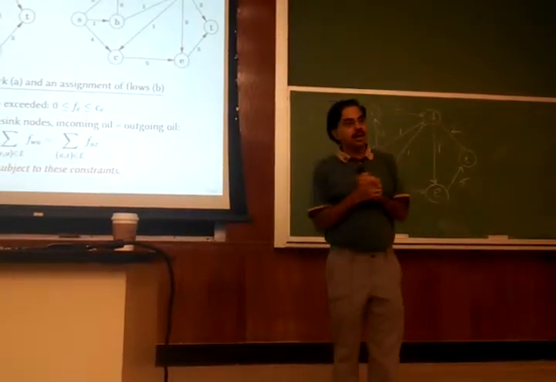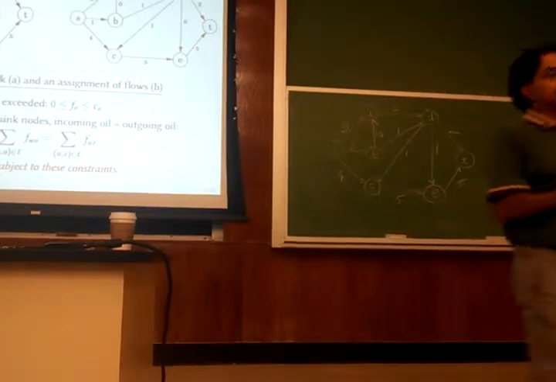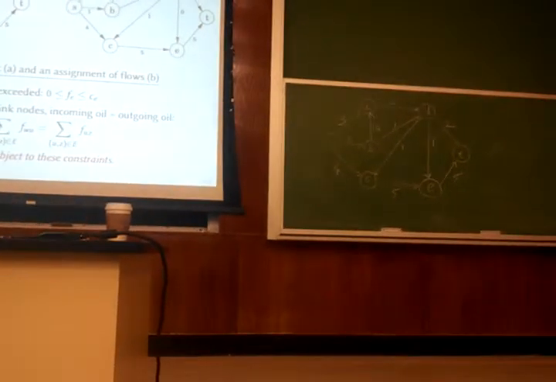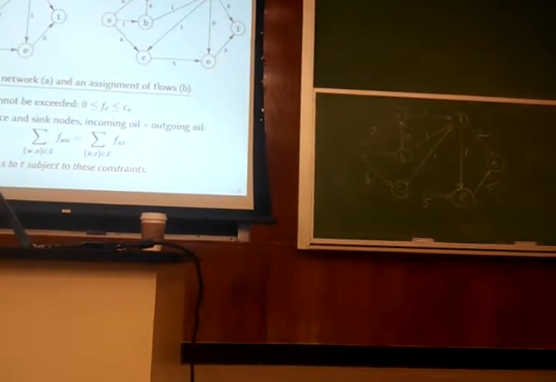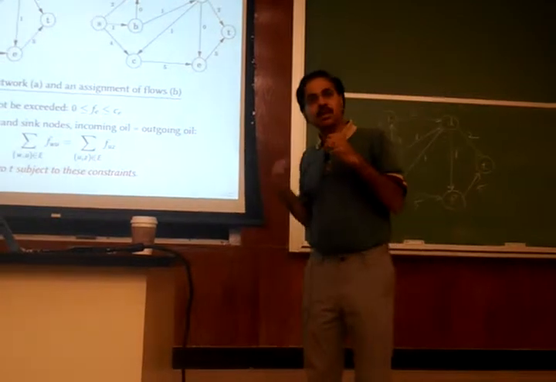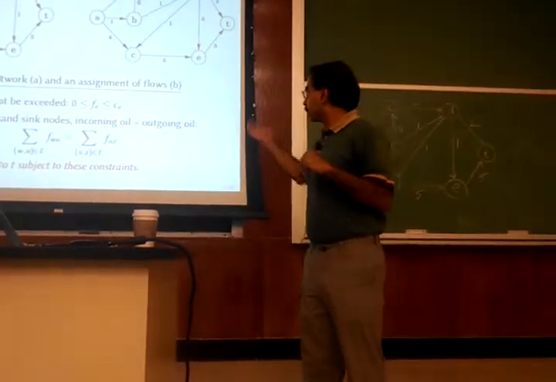The other implicit constraint that we all understand whenever we talk about flows is that it cannot accumulate anywhere. So for all intermediate vertices, the amount that comes in should be the amount that goes out.